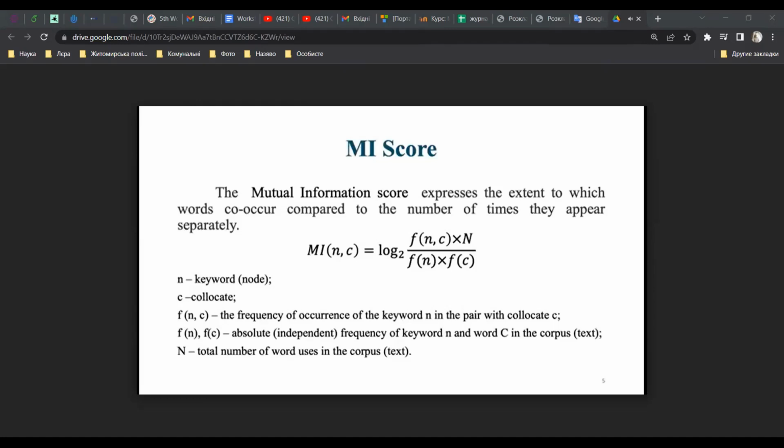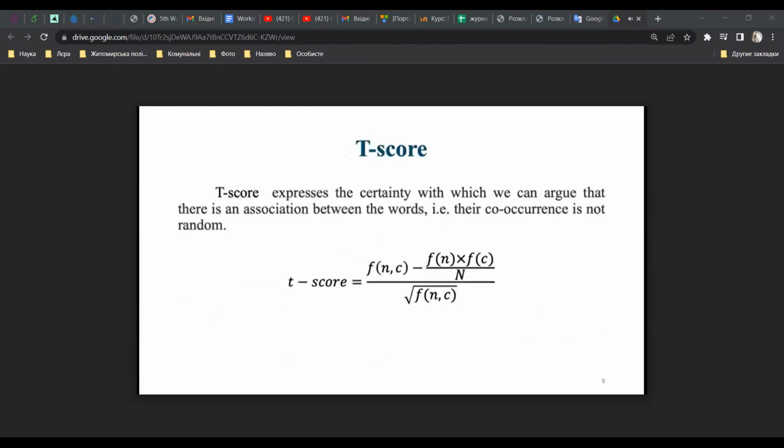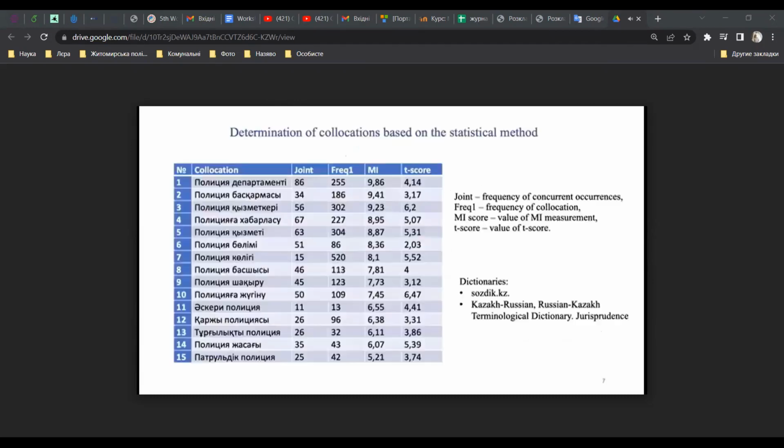If the value of MI is greater than a certain value, then the collocation can be considered statistically significant. If MI is less than 0, then N and C are called complementary. T-score expresses the certainty with which we can argue that there is an association between the words, i.e. their co-occurrence is not random.